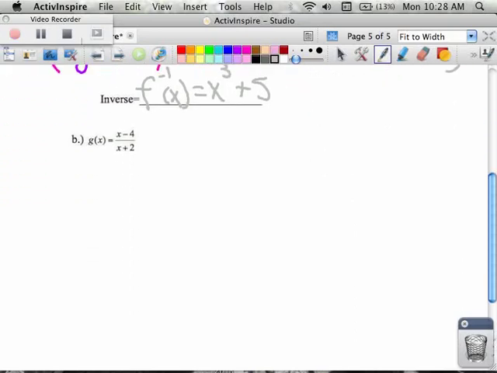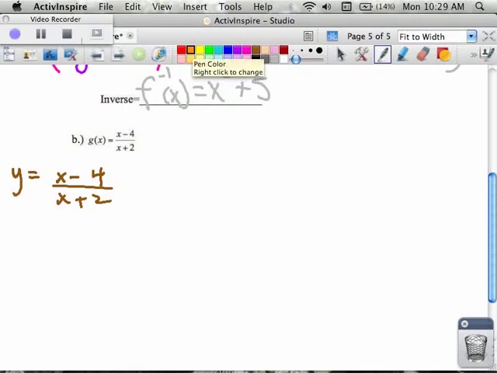Letter B. Doesn't matter if it's F or G. F and G, same thing. I'm going to start out with y equals x minus 4 all over x plus 2. What's different about this problem compared to all the other ones we've done? Fractions, 2 x's. Okay, very different. Strategy is still exactly the same. Switch the x and the y, solve, but we're going to have to be cautious, and I'll show you how to be cautious as we do this.